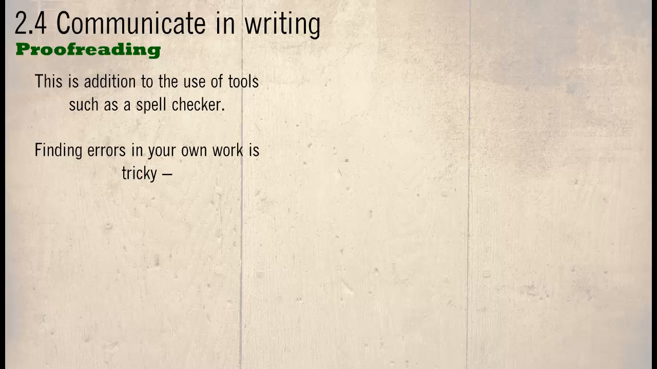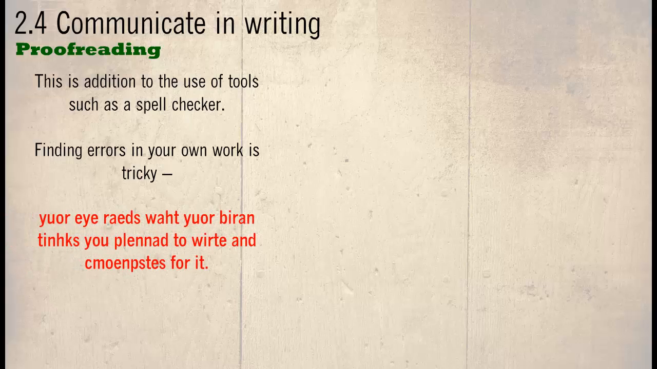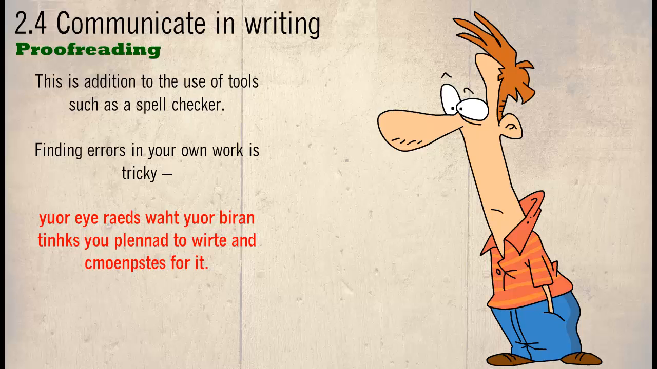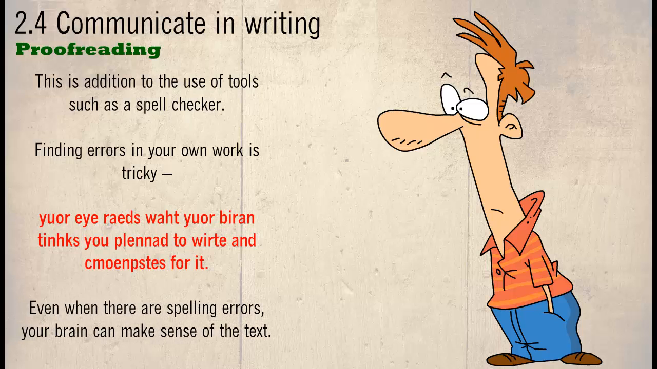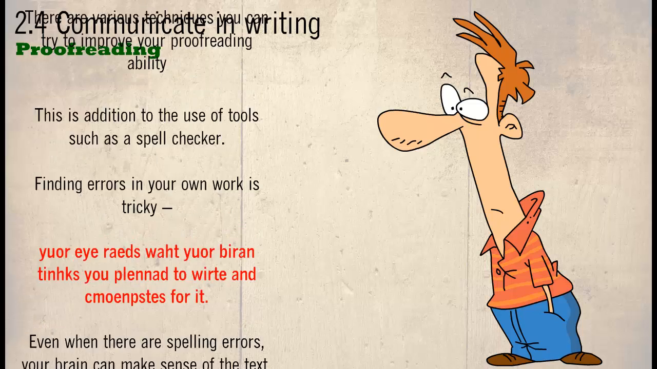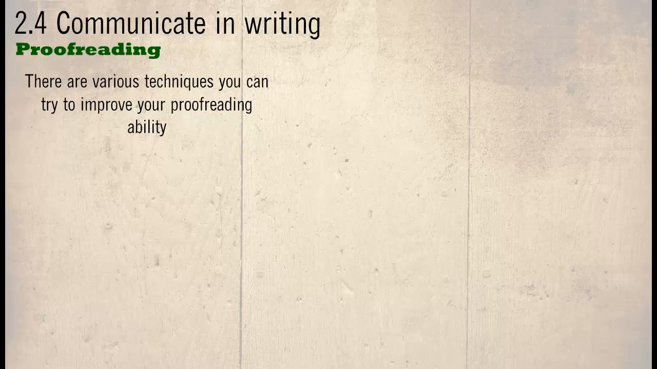Finding errors in your own work is tricky. Your eye reads what your brain thinks you've planned to write and compensates for it. Even when there are spelling errors, your brain can still make sense of the text. There are various techniques you can try to improve your proofreading ability.